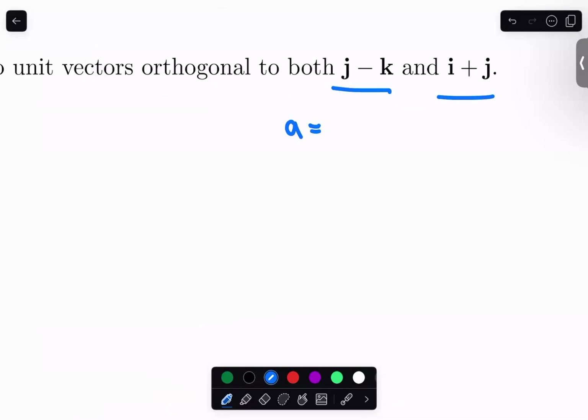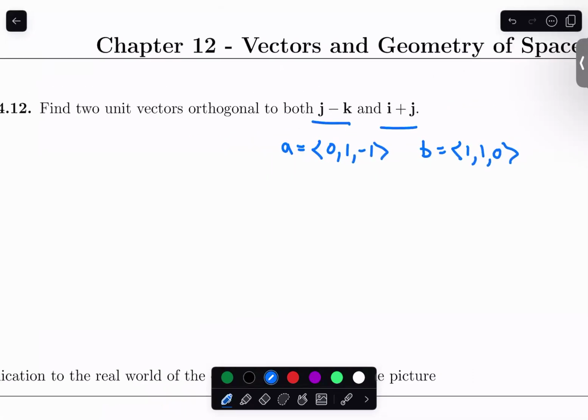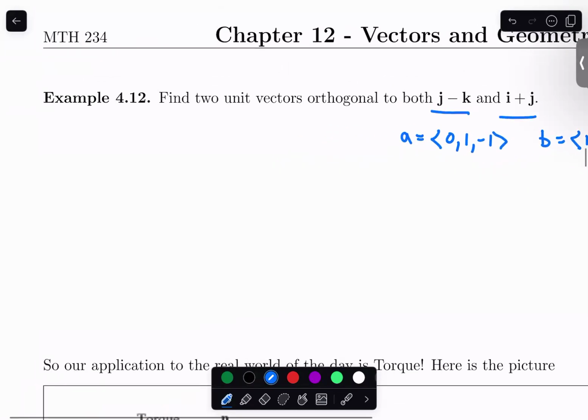Maybe I'm going to name them. Vector A is going to be 0, 1, -1. And maybe vector B here is going to be 1, 1, 0. And I'd like to find a vector that is perpendicular to both of these, or orthogonal to both of these. Luckily, that's exactly what the cross product is designed to do. So I'm going to go ahead and calculate A cross B.